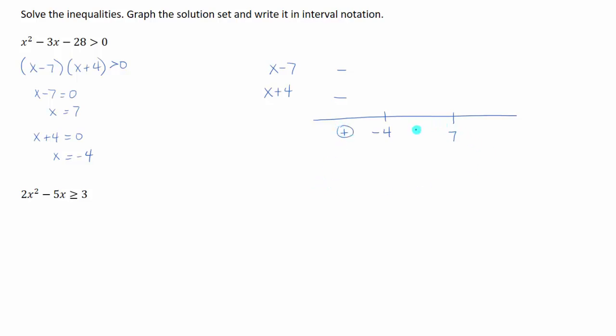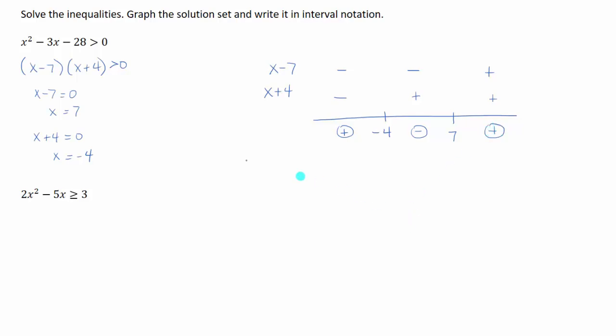Testing something over here, maybe a 0. 0 minus 7 is negative. 0 plus 4 is positive, and a negative times a positive is negative. Testing something over here, maybe an 8. 8 minus 7 is positive. 8 plus 4 is positive, and a positive times a positive is positive.